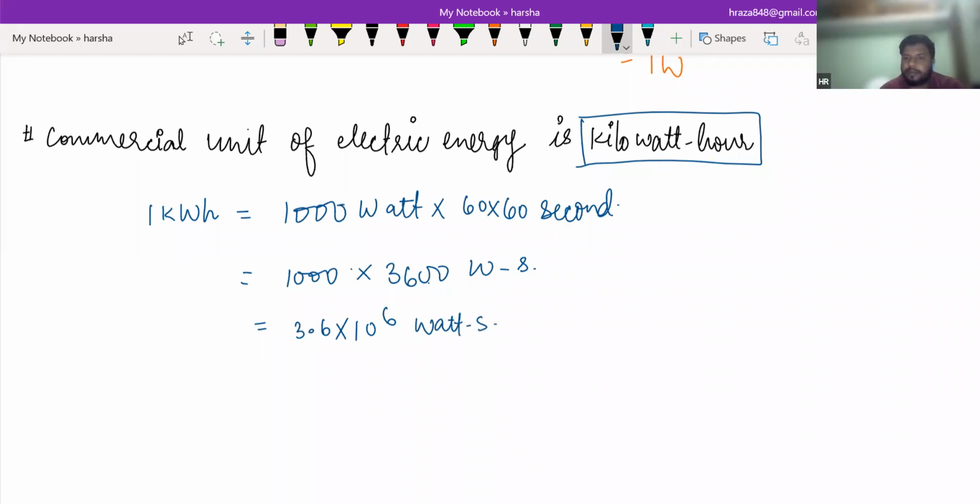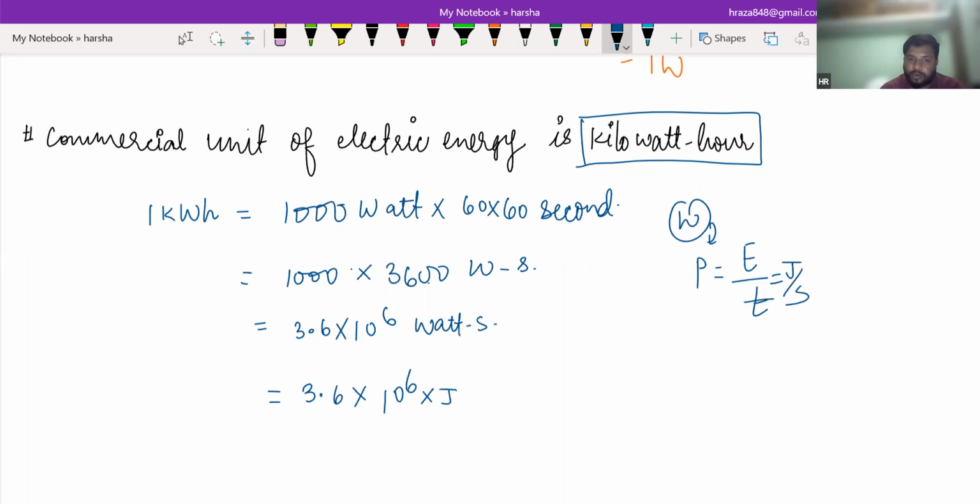Watt second. And you know that power is equal to... what is the unit of power? Power is energy by time. So at the place of watt, I am going to write joule. The unit of energy is joule and time is second. So I'm going to write joule per second into second.